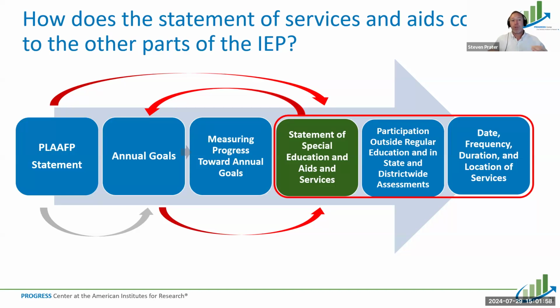Those goals will also be tied to those services and aids and specially designed instruction, because they're going to tell you whether the services and everything are set up well enough for that student to make progress on those goals. And if they're not, then we want to adjust those services and aids, specially designed instruction, and the things we're doing with the student, to help them make progress on those goals. We don't really want to change the goals. We don't want to lower the expectations of the student. We want to keep those expectations high. We just may need to adjust what we're doing with the students.